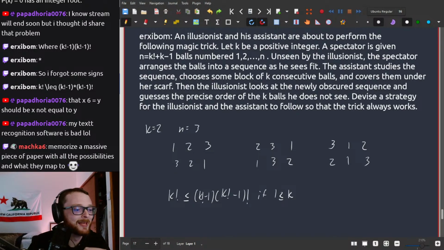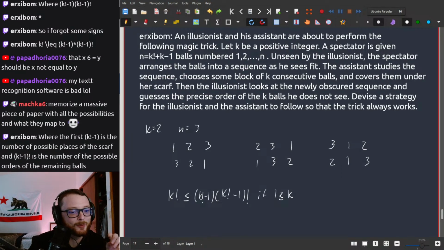Memory's massive. Yeah, Machka, that's the real solution. Who knew that magicians had to be mathematicians? I mean, there actually are people like that, right? It's like a magic show, but they're really good at mental math.